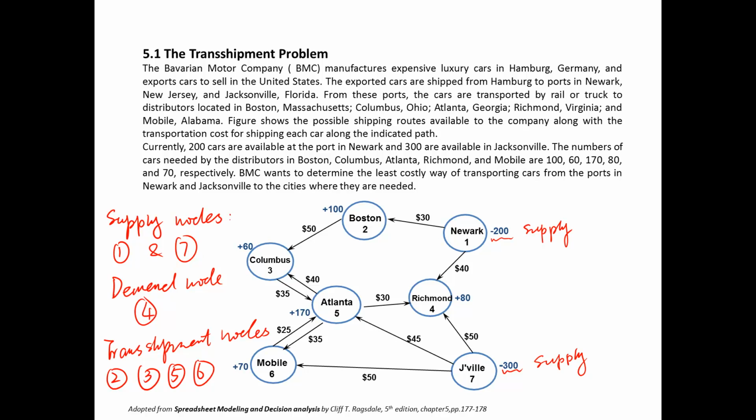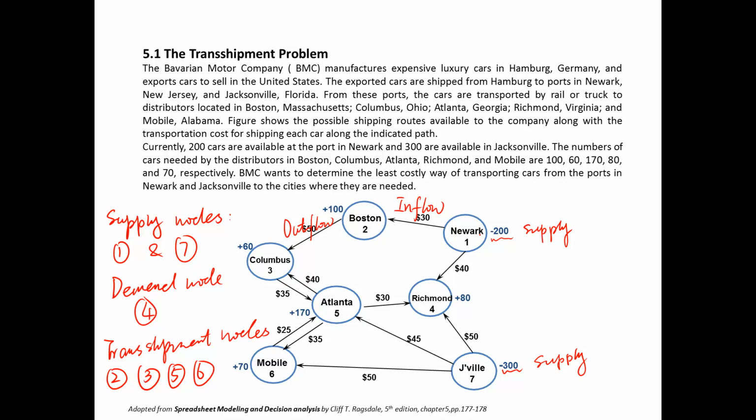And the arcs that connect those nodes, we differentiate them. For example, let's look at node 2. This arc that goes into it, we call it an inflow. And this arc that goes out of it to node 3, we call it an outflow. So this is an inflow, and this is an outflow. We're going to use these inflows and outflows a lot in our constraints. So now let's look at this problem.